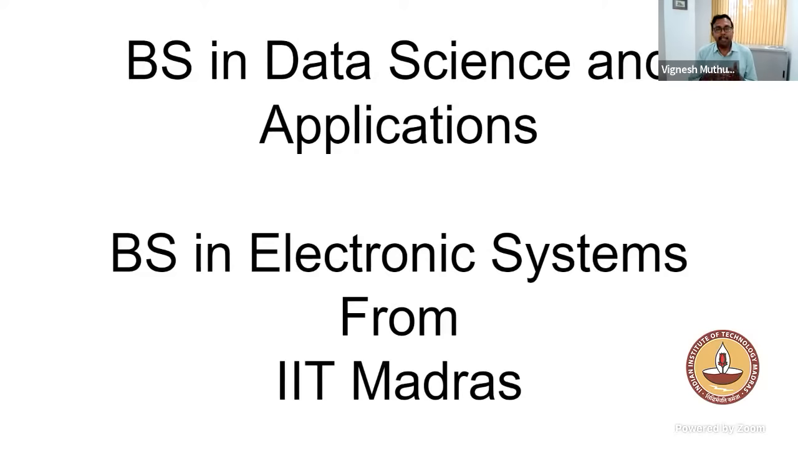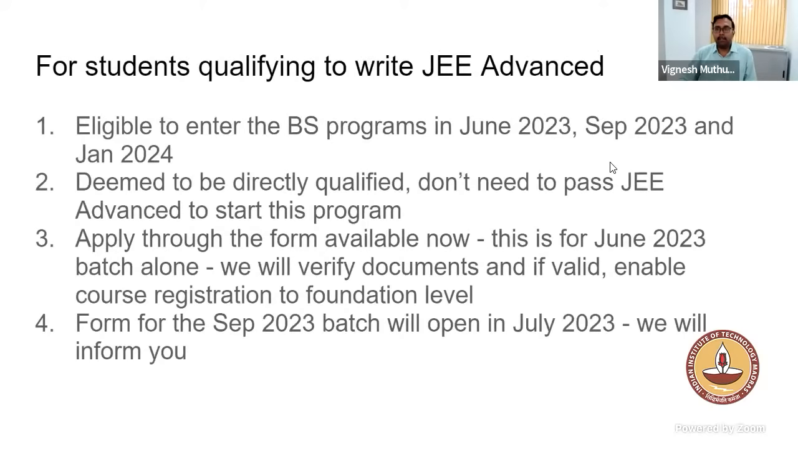So to give you an idea as to what these two programs are all about and how you can be a part of this program. First of all, most of you who are here would have qualified for JEE Advanced. You would have taken your JEE Main recently, and you would have qualified for JEE Advanced. So for students who have qualified for JEE Advanced, you are eligible to directly enter into the BS program in the 3 terms. First of all, I want you to understand that this program has 3 terms through which the semester, the courses are taught. All courses are taught in all of these terms.